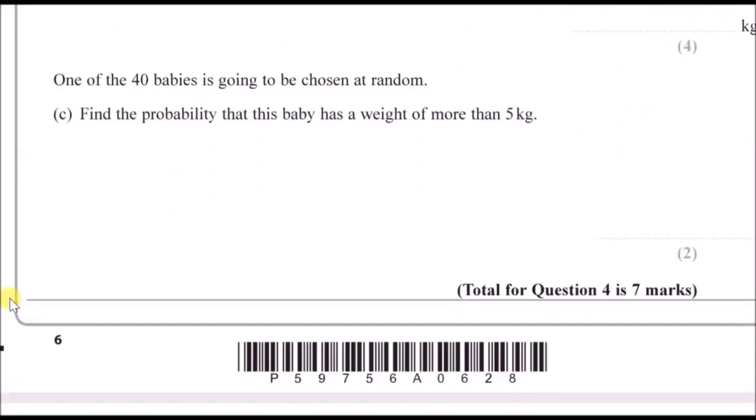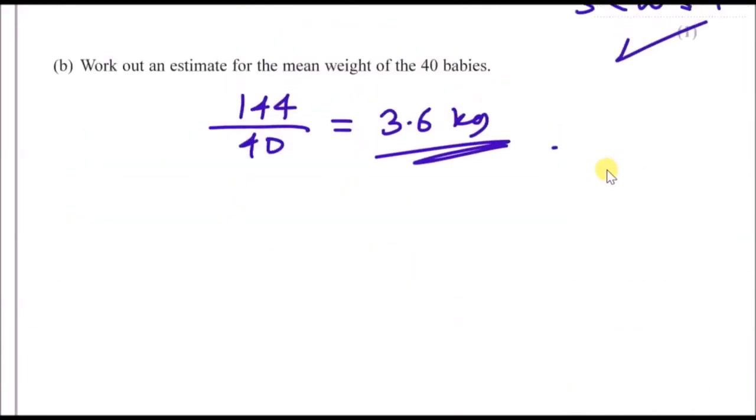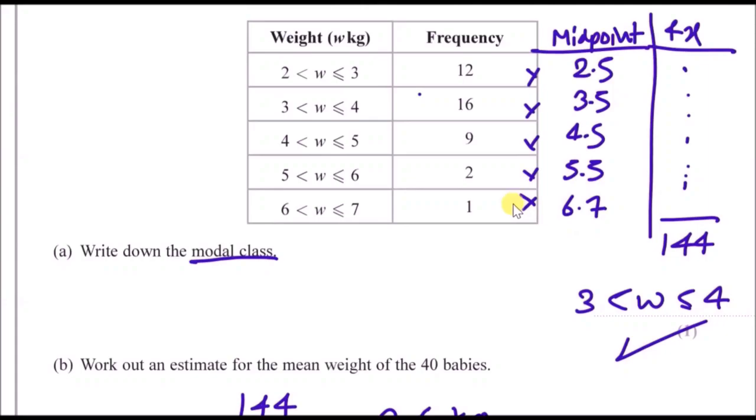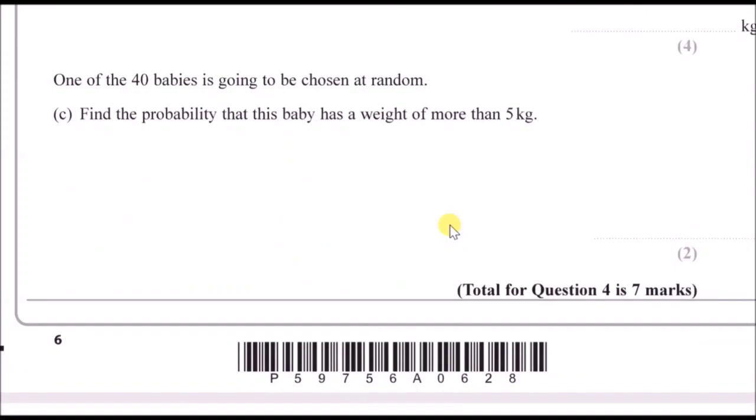Okay, part C. So one of the 40 babies is going to be chosen at random. Find the probability that this baby has a weight of more than 5 kg. Okay, more than 5 kg. So let's have a look. So we just have to find a group where it's 5 and bigger. Well, we got 2 columns. We got 5 to 6 and 6 to 7. So we got actually 2 plus 1. So we got 3 babies that are bigger than 5 kg. And because we know there are 40 babies, the probability is just 3 out of 40. So yeah, nothing to it.